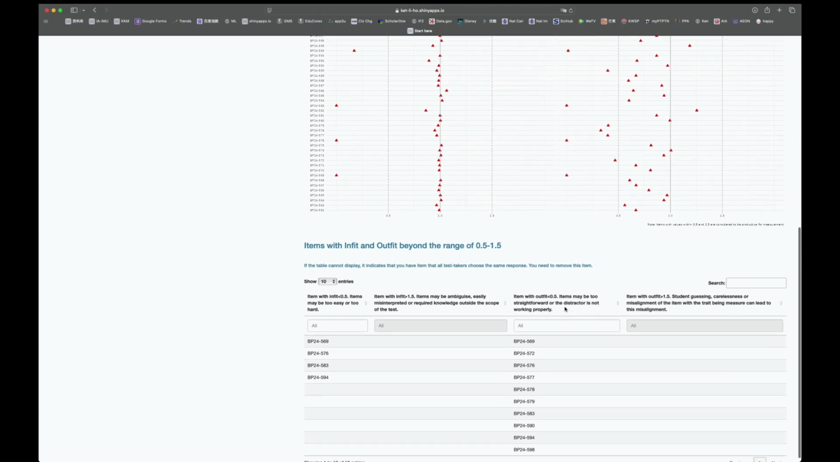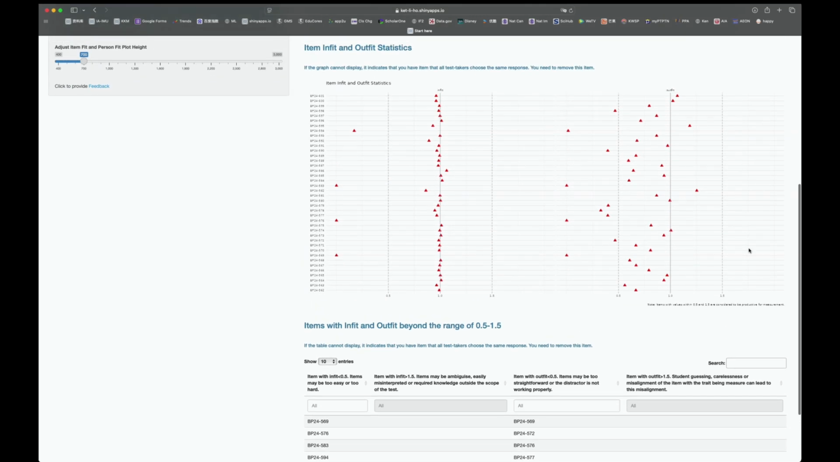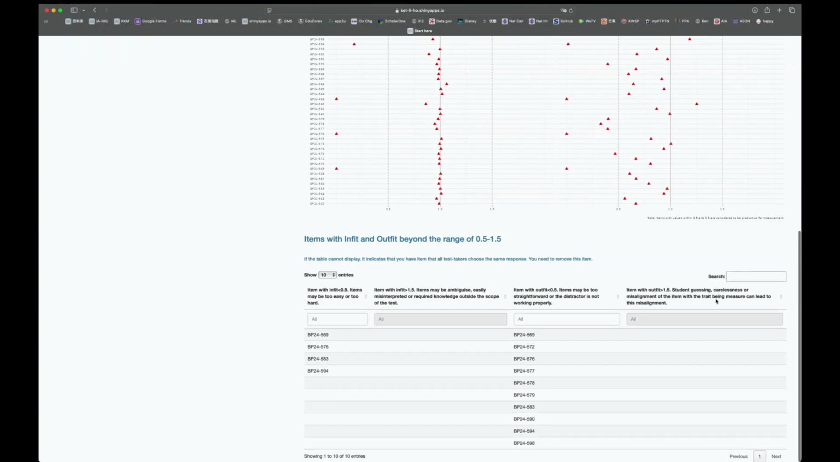We also observe that there are no items with outfit values exceeding 1.5 in our analysis. Should we encounter such items, it would highlight that the item responses are excessively unpredictable. For example, a low-performing student might answer an unusually difficult item correctly, or a high-performing student might fail to answer a simple item. Such unpredictability can stem from guessing, carelessness, or a misalignment between the item and the trait being measured.